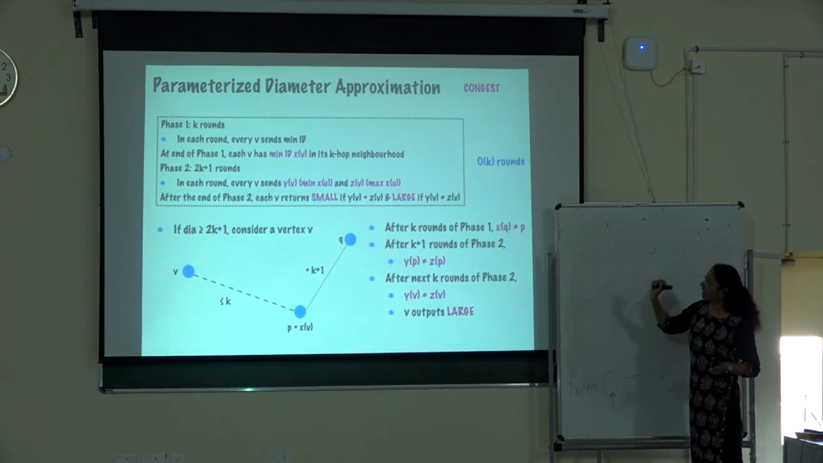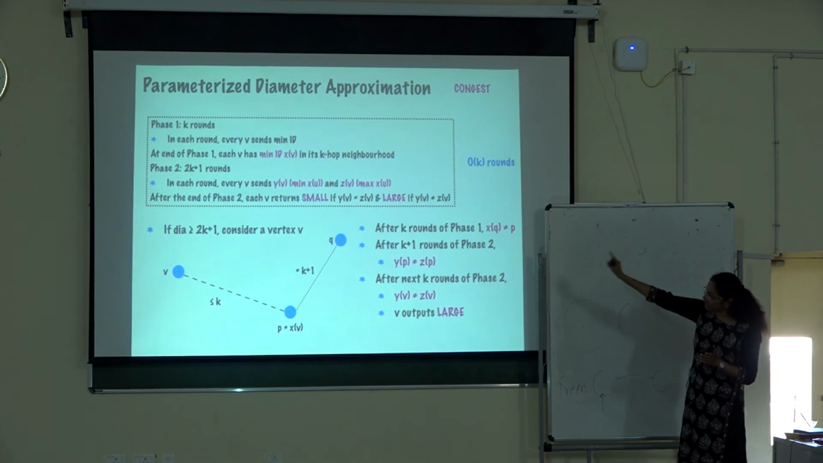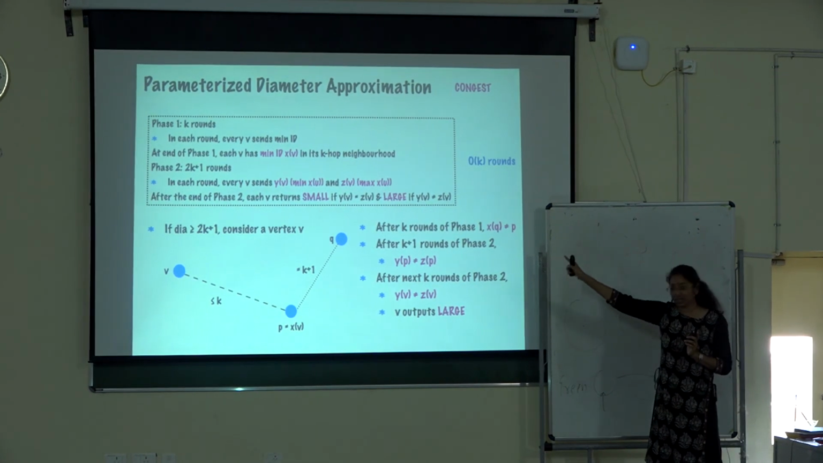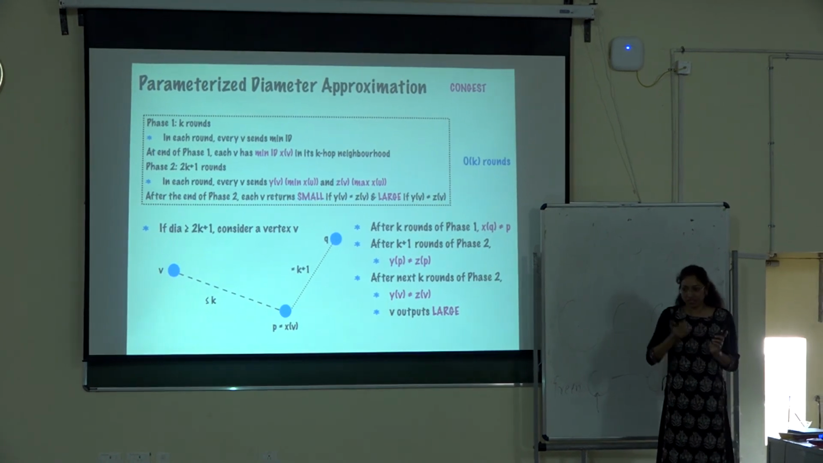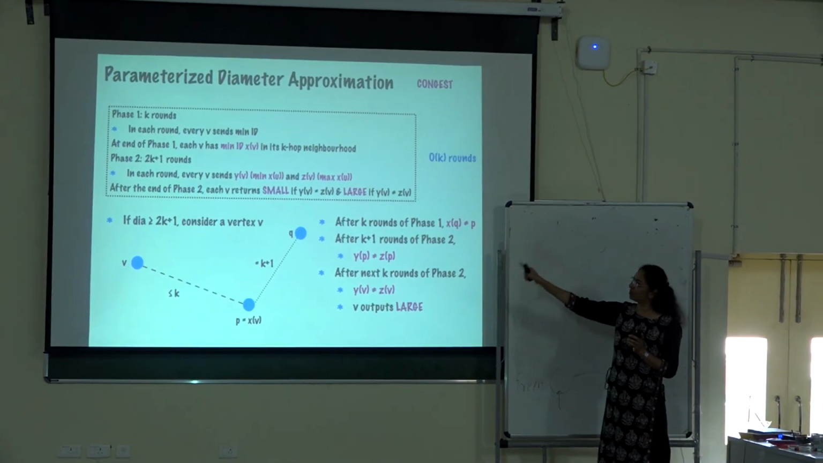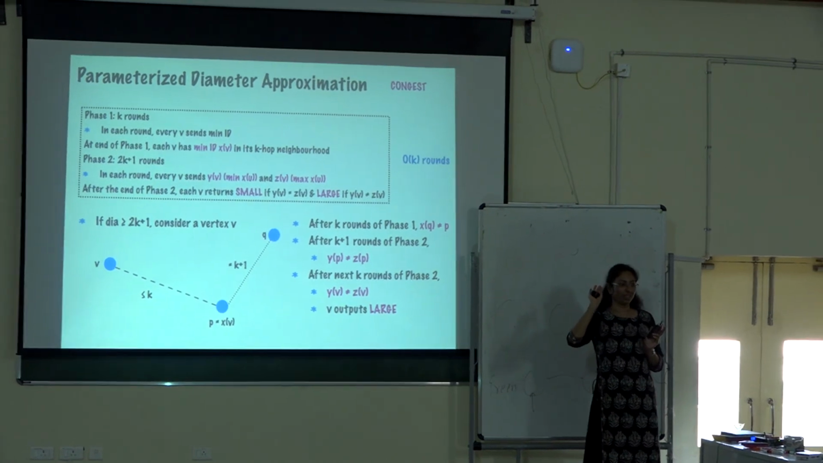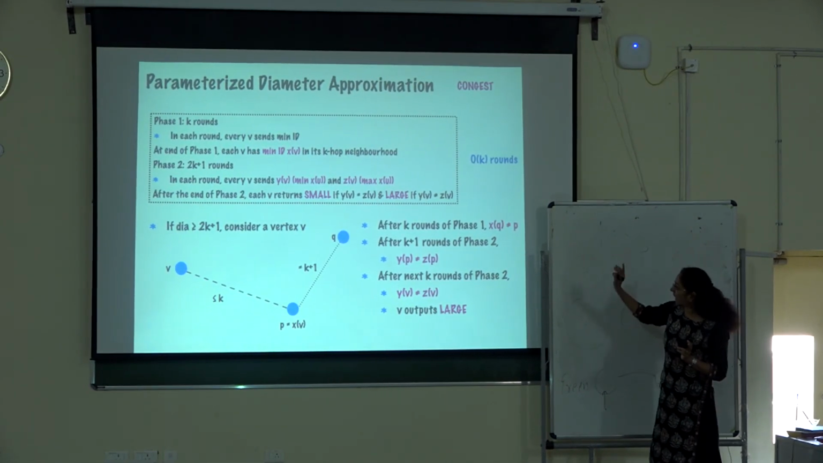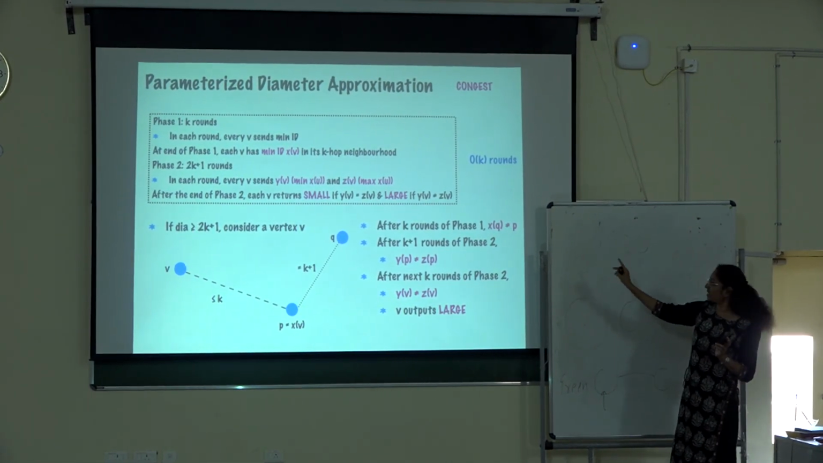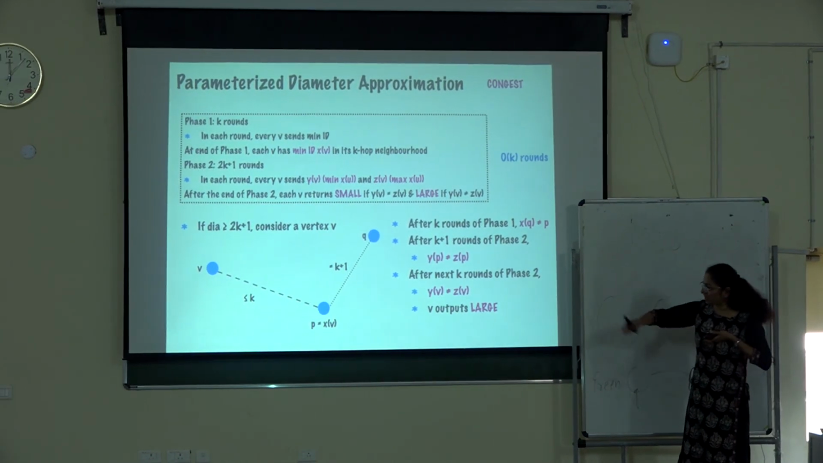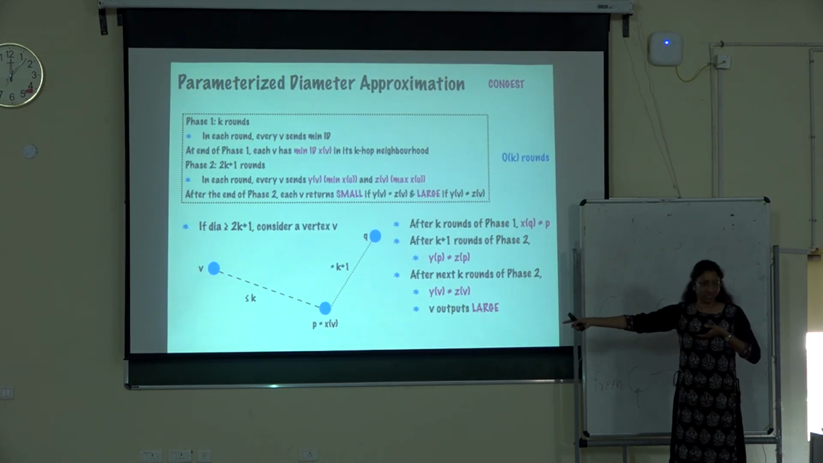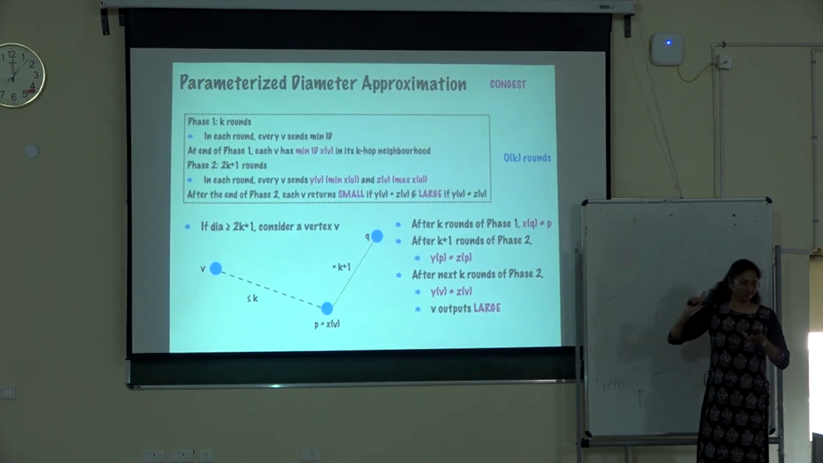So, at the end of k rounds, since P and Q are at a distance equal to k plus 1, their x's couldn't have been the same, because they wouldn't have got that information in k rounds. Phase 1 is run only for k rounds. So, at the end of phase 1, x of Q is not equal to P. And what does V have? x of V is P. It couldn't have seen x of Q.